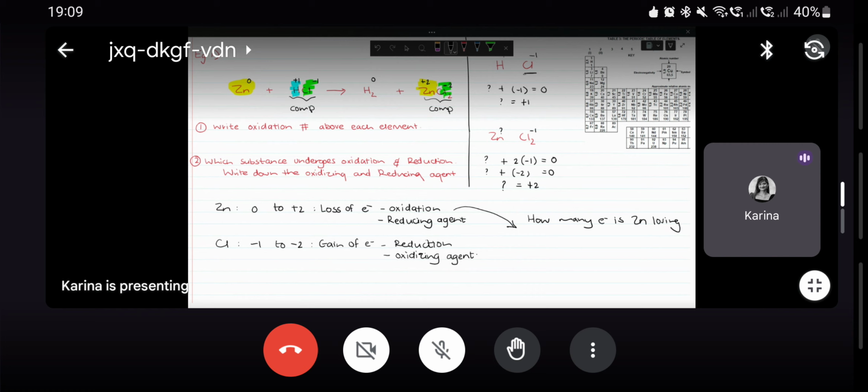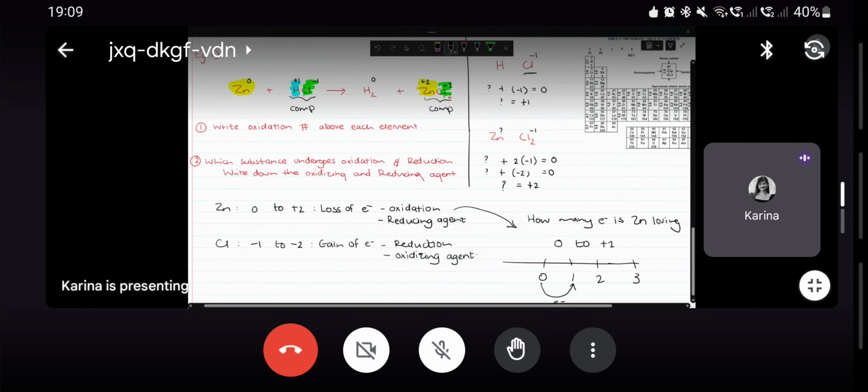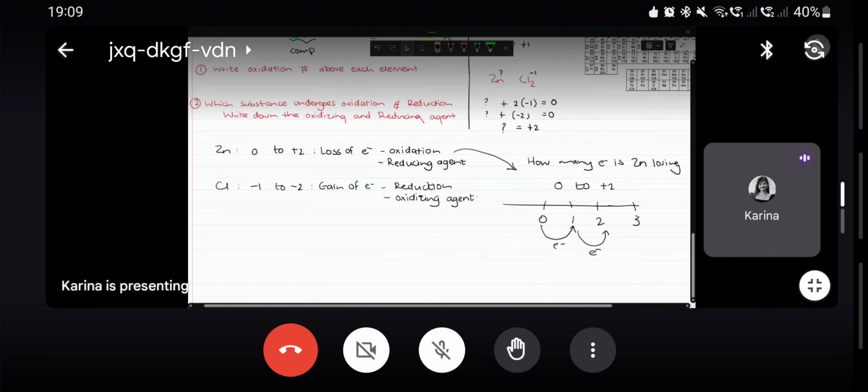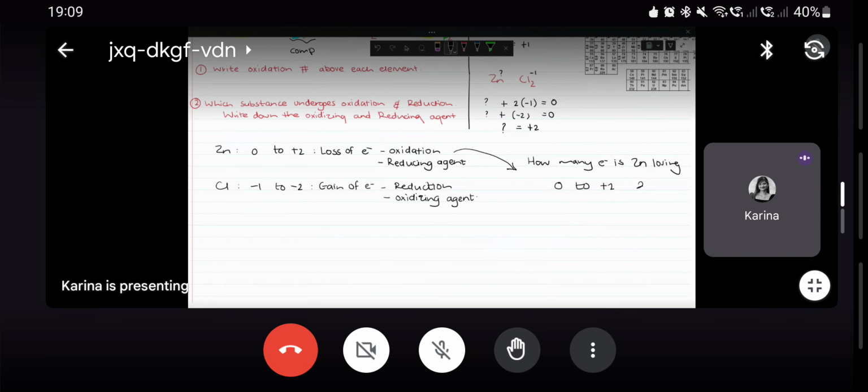And from that, you look at the oxidation number. So the oxidation number is going from 0 to positive 2. And this must mean that it's lost 2 electrons, right? If you look at the number line, if we want to jump from 0, we first have to lose 1 electron, 2 electrons, right? To get to positive 2. So you can think of it in that way. So our answer here would be 2 electrons.